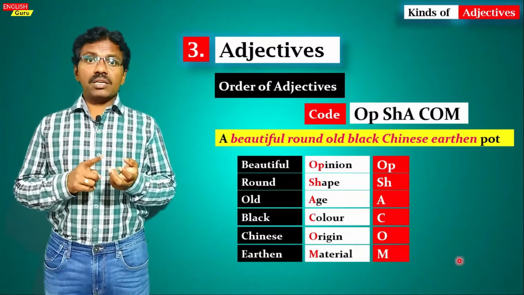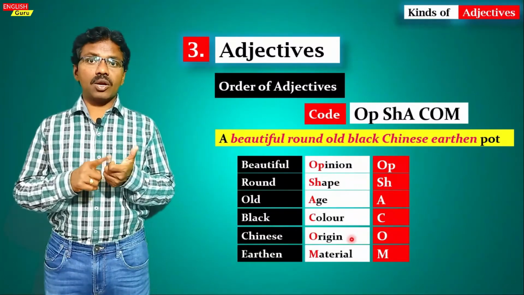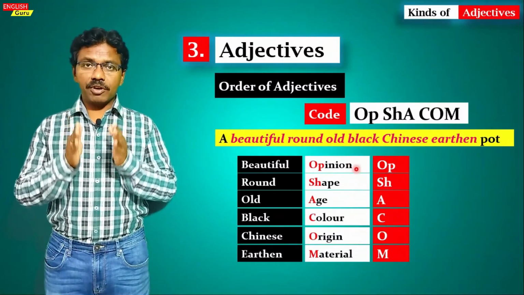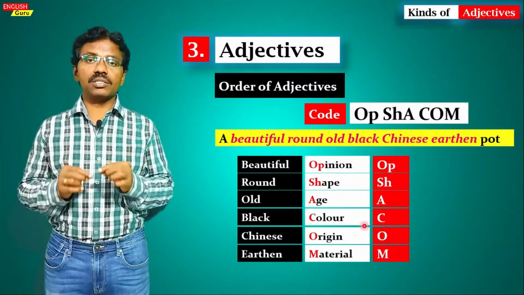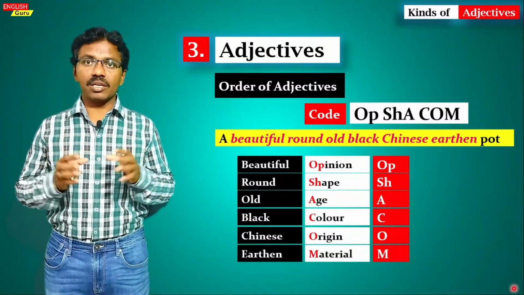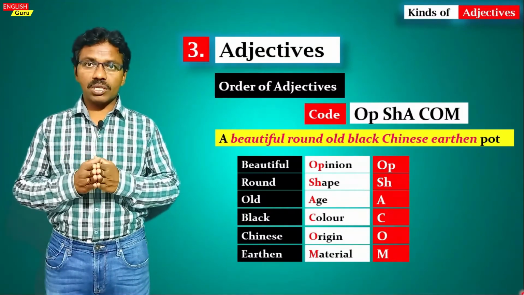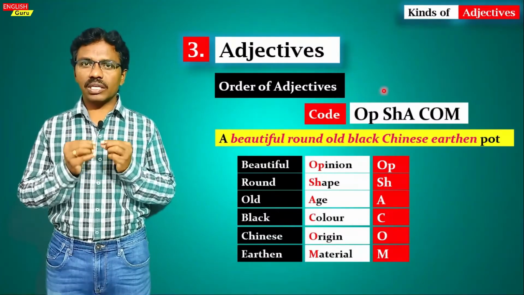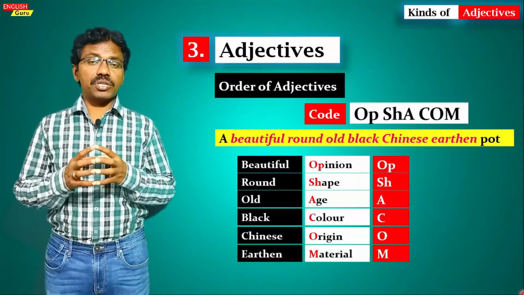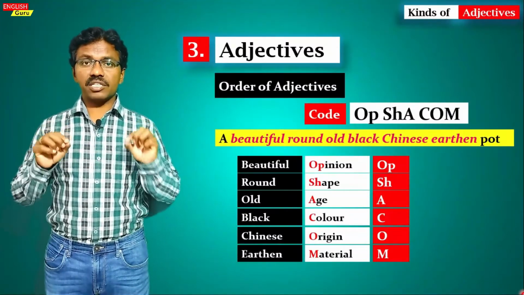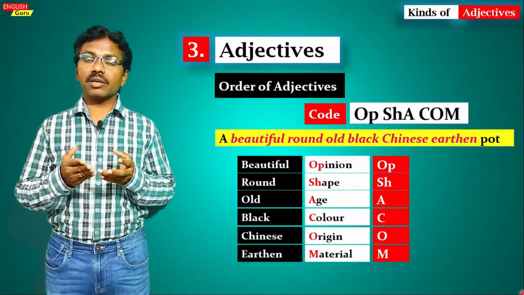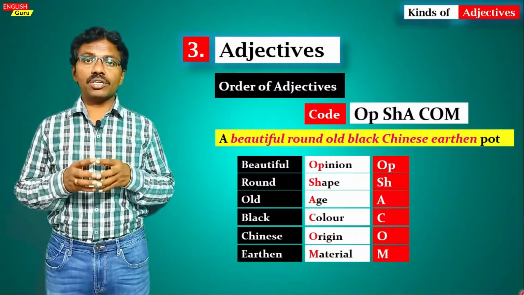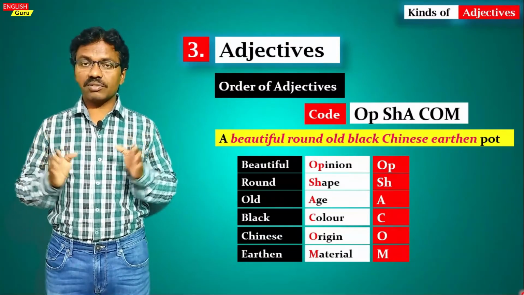So opinion, shape, age, color, origin, material. And this is the order. And we have to follow this order in arranging the adjectives in the right manner. So in order to remember all these, we have to use this OPSHACOM. It's a kind of clue, a key. And there are many questions regarding the order of the adjectives in exams like SI, Constable, BSRB, RRB examinations. And it is very, very important to remember the order of adjectives in a sentence.